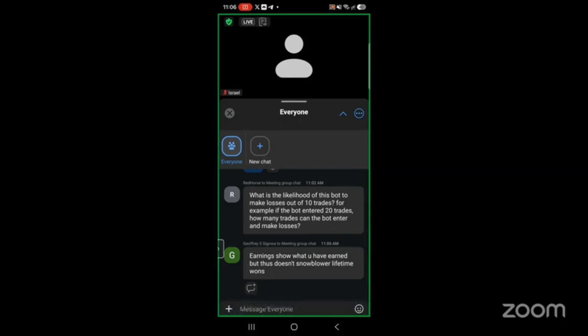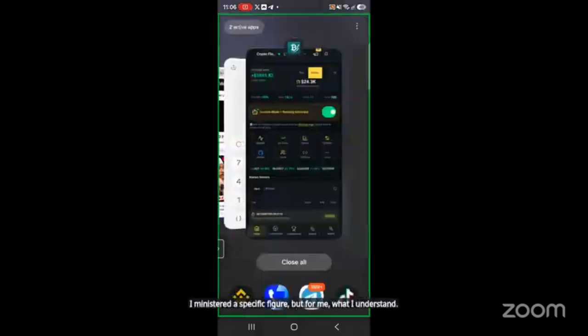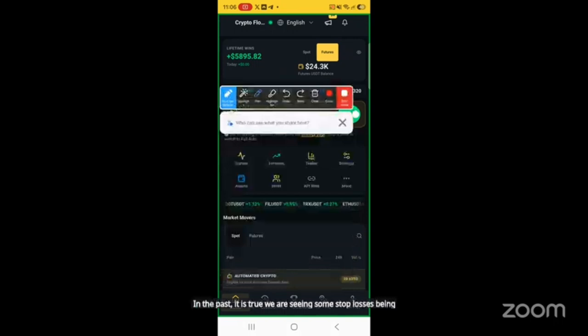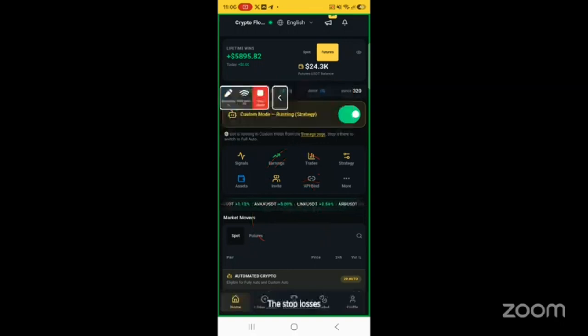I may not say the specific figure, but from what I understand, in the past it is true we were seeing some stop losses being hit, because it was trading almost everything, the top 200 coins in Binance. So stop losses were being hit maybe once in a while.